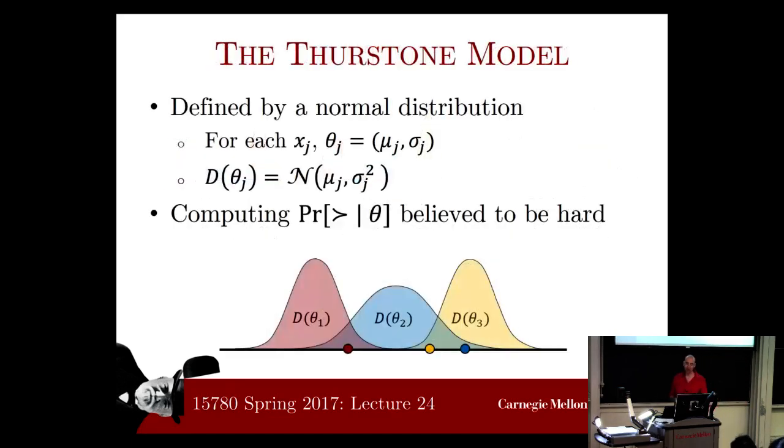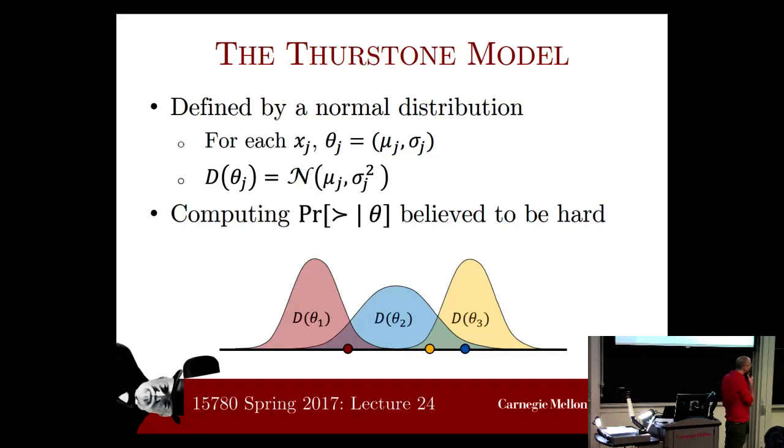So here's one concrete example of a random utility model called the Thurston model. So here the idea is that each distribution is a normal distribution. Okay, so now we're instantiating what these distributions are. It's a normal distribution, and the parameters give you the mean and the standard deviation of this normal distribution. So every alternative has its own mean and standard deviation for this utility distribution. Right, so it might look something like this.